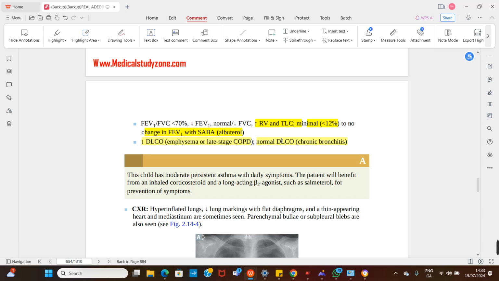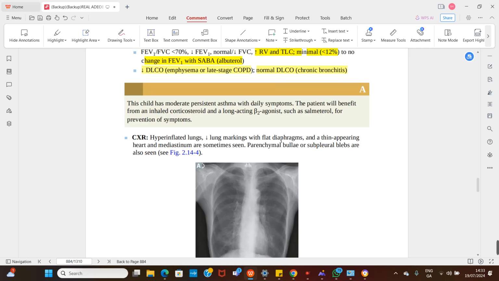The individual will now become confused. They don't know what to pick. But you just look at your DLCO and you pick your answer. For emphysema, DLCO is reduced. For chronic bronchitis, DLCO is normal.